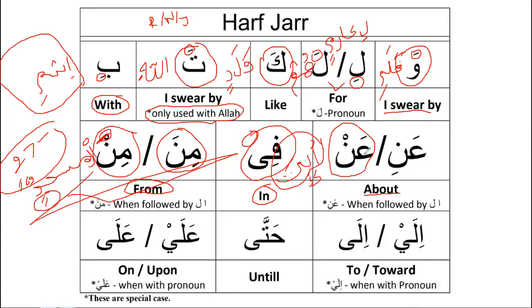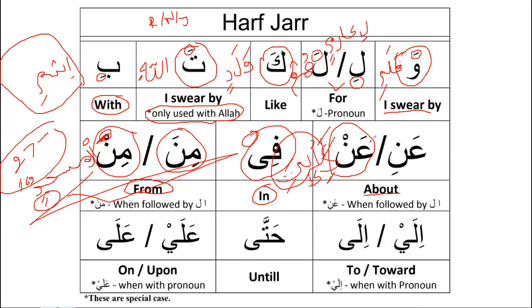So I have to say anka. As you are not masculine, what is it going to be? Anti. So what is the nasab or jar version of anti? Anki. Anti becomes ki. So you have to memorize the pronoun chart more.